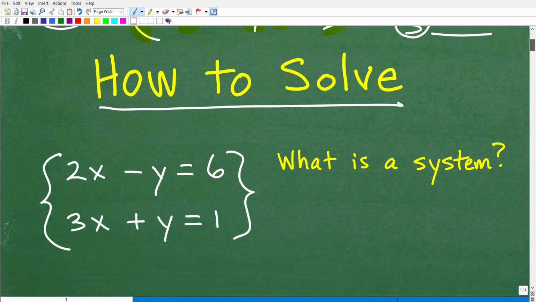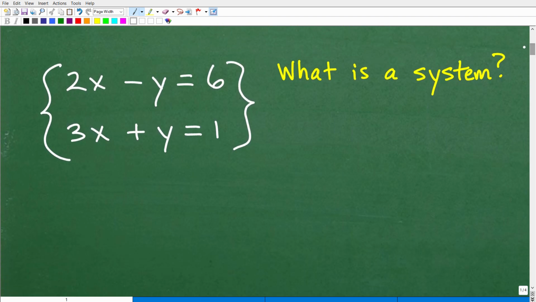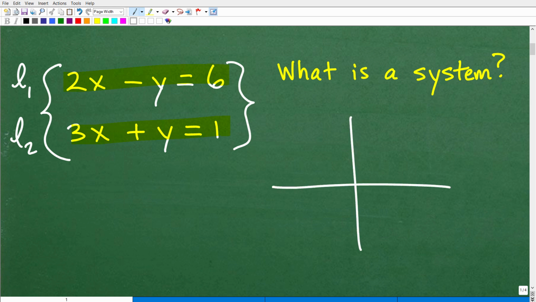So what does that mean? Okay, what is a system? Well, effectively, you can kind of think of what's going on here as two lines. Okay, so we're talking about this is one line, one linear equation, and another linear equation. This is a big topic in algebra, so I'm kind of oversimplifying it. But a system is like, okay, we got one line here and another line here. So let's just kind of draw it out real quick on a little XY plane. So this right here, hopefully you know how to graph this, okay?